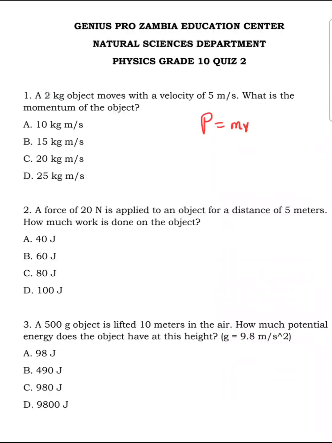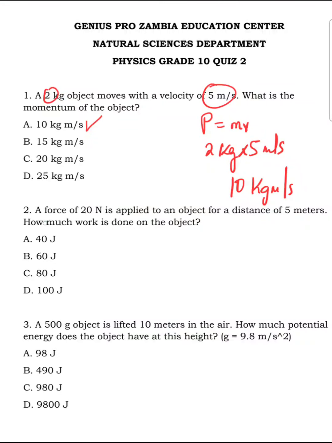So the mass here is 2 kg, and the velocity is 5 meters per second. So eventually this gives us what? 10 kg meter per second. That's all. So where we have 10, that's the correct answer.